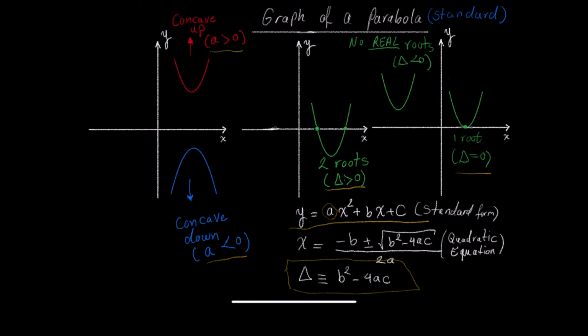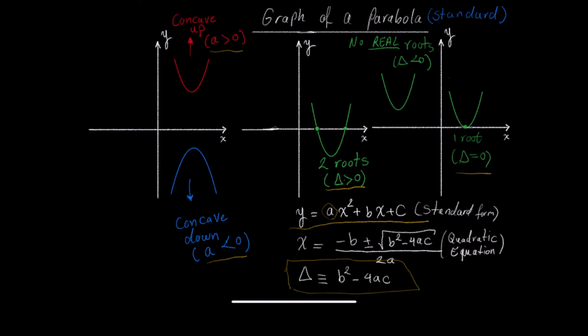So to recap, when we have the standard form of the equation of a parabola, if the coefficient a is positive, the parabola is going to be concave up. If a is negative, the parabola is going to be concave down. And then another thing about the standard form is that we can use it to find the roots of the equation, to find the x-intercepts of this graph using the quadratic equation.